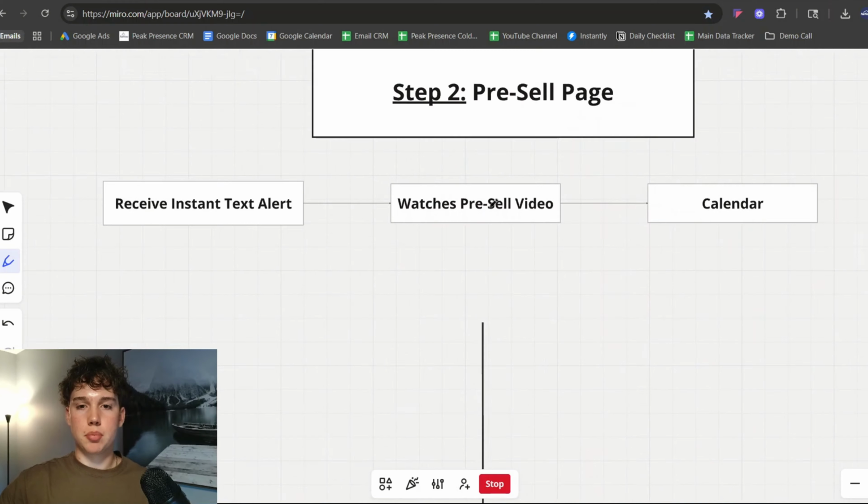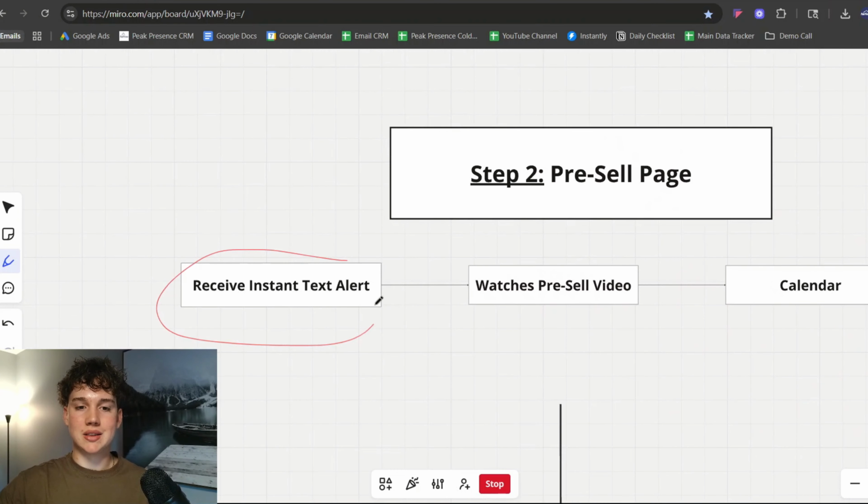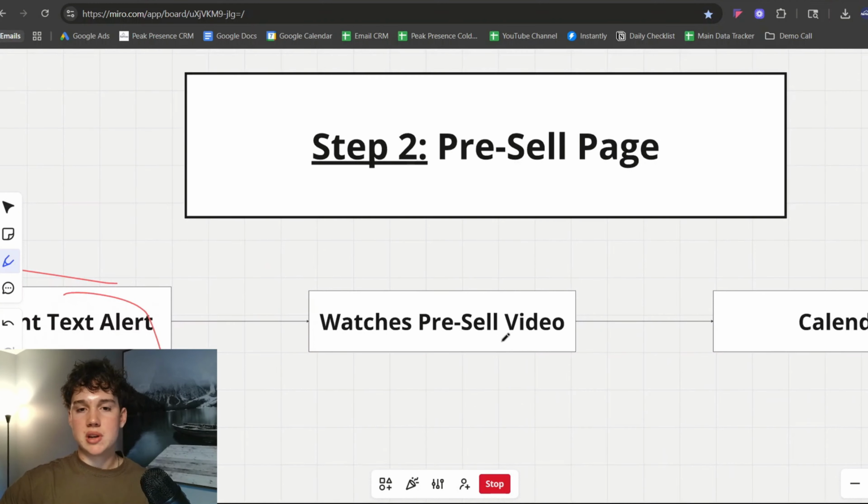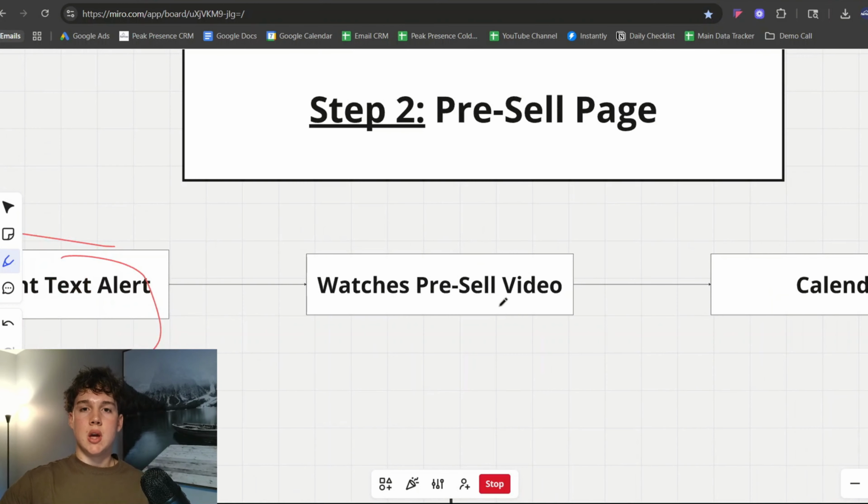Now from there, we have a pre-sell page. Basically, you're going to get an instant text alert right away. You should have all the automations set up on your CRM. I use Go High Level personally. From there, I want you to have a pre-sell video on the back end. This is basically a VSL, or video sales letter, if you're not familiar, where you're warming these people up and setting the expectation on what's going to happen next once they go through the ad.